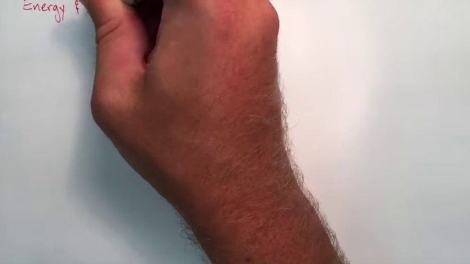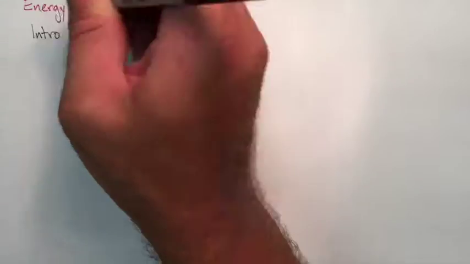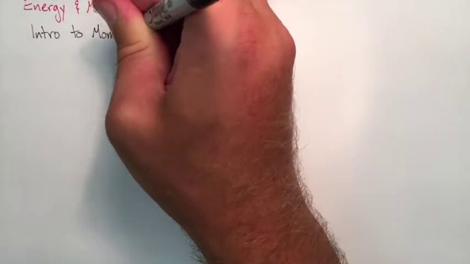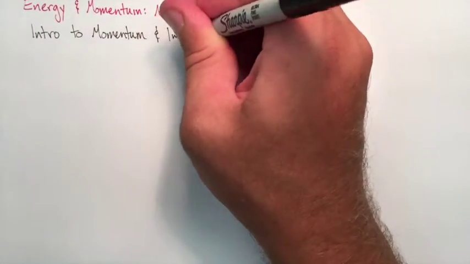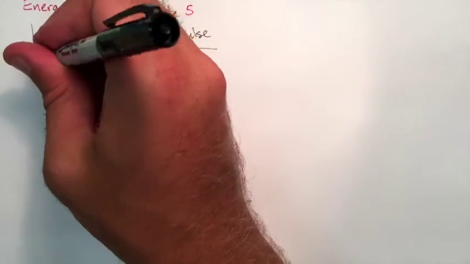Grade 12 Physics, Energy and Momentum, Note number 5, Introduction to Momentum and Impulse. So finally we're going to get to the second half of our unit, where we're going to examine the momentum of an object, and in today's note, the impulse of an object.